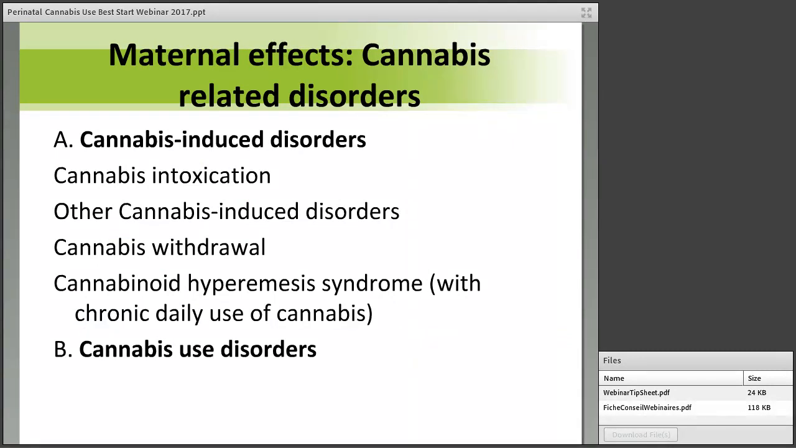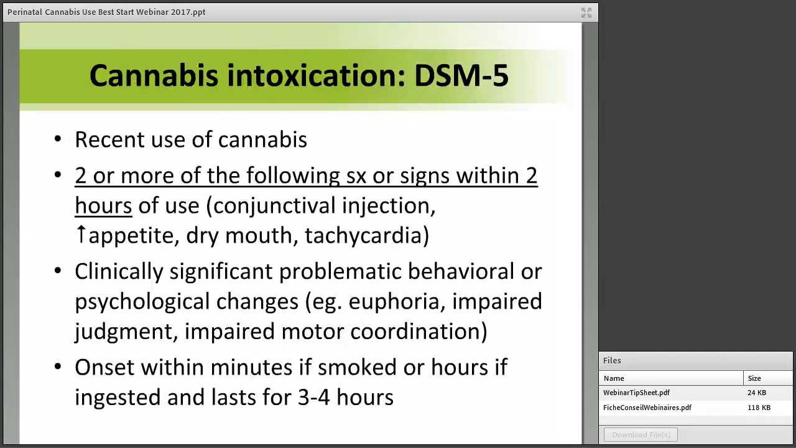So let's look at the maternal effects first of cannabis-related disorders. We're going to look at cannabis-induced disorders and then cannabis-use disorders. So cannabis intoxication is actually a well-described condition by the DSM-5. DSM stands for Diagnostic Statistical Manual, so it's a very rigorous, standardized diagnostic tool developed by the American Psychiatric Association. They have criteria that need to be met in order for people to be identified as having cannabis intoxication.